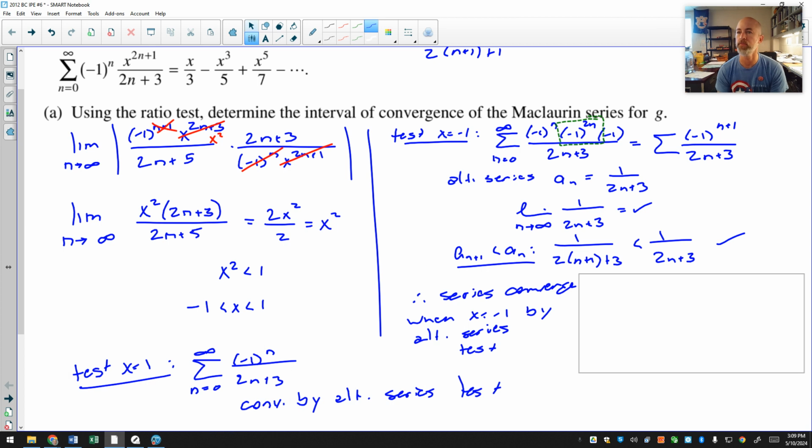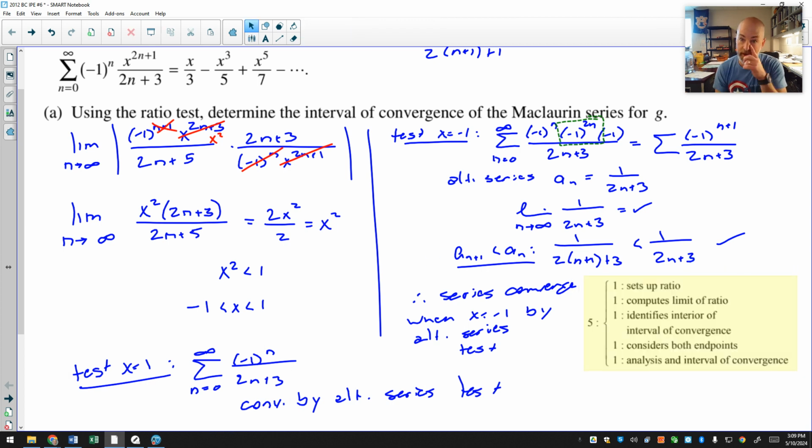So let's look at the point breakdown on this one. I'm going to uncover my point breakdown. And this is a 9-point question. 5 of the 9 points is right here in part A. 1 point for simply setting up the ratio correctly. That includes the negative 1. If you don't include the negative 1, then you haven't determined the convergence of the original series. You determined the convergence of the series without the negative 1. They didn't ask you for that series that I've just shown you with the negative 1 covered up. They want you to show that the series with the negative 1 to the n also converges, so it needs to be part of your ratio.